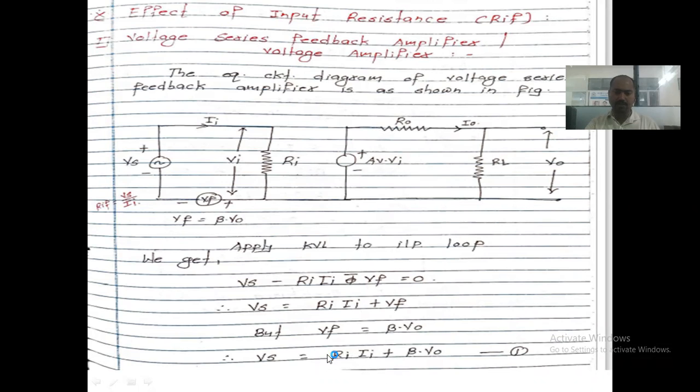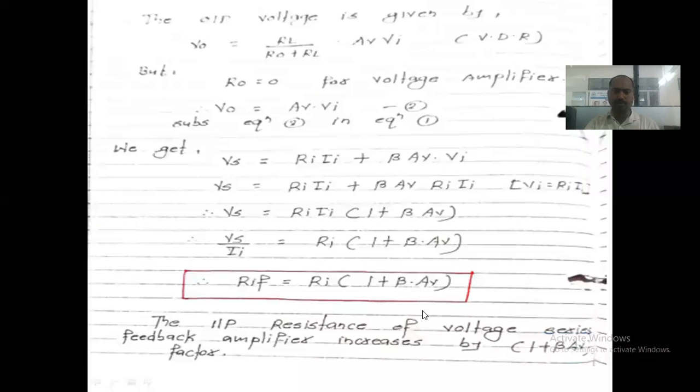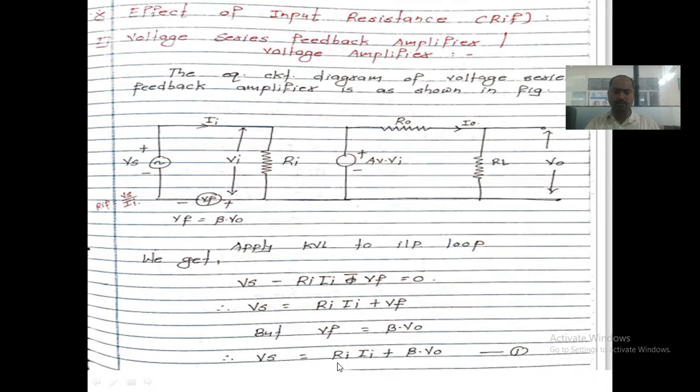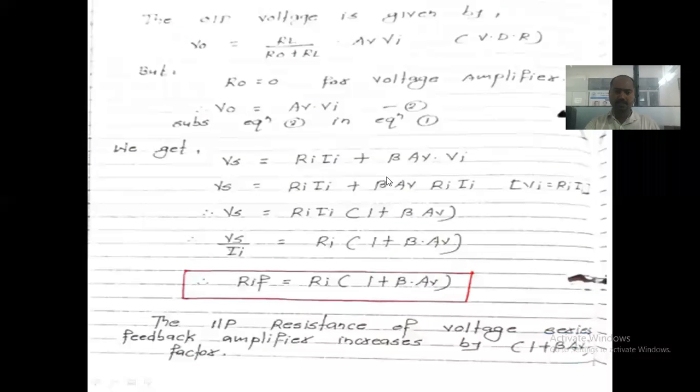So Vs equals Ri into Ii plus beta into V0. The V0 value is AV into Vi. So Vs equals Ri into Ii plus beta into AV into Vi. This is the value which will come for Vs.